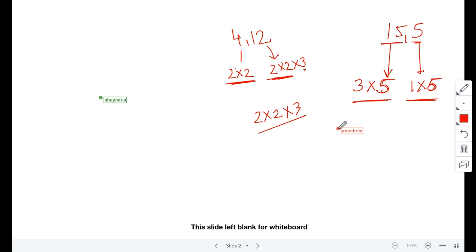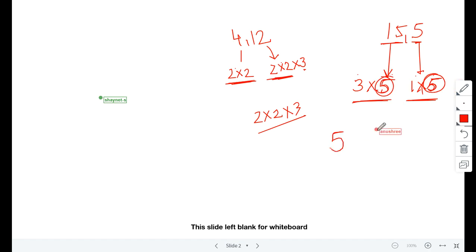It's 3 comma 5 and 1 comma 5. What is the common number in both that you can see? No, it's 5, right? It's 3 cross 5, and 5 comma 1. So 5 is common, that's what I'm saying, okay? So you have to write 5.